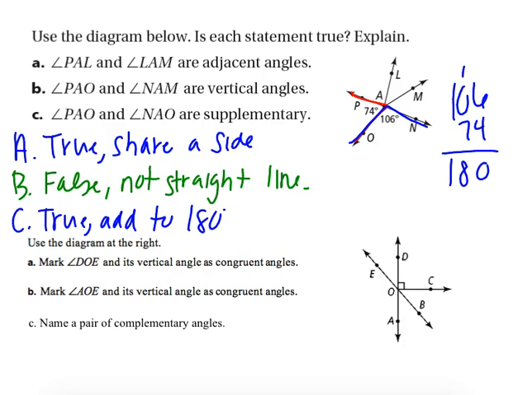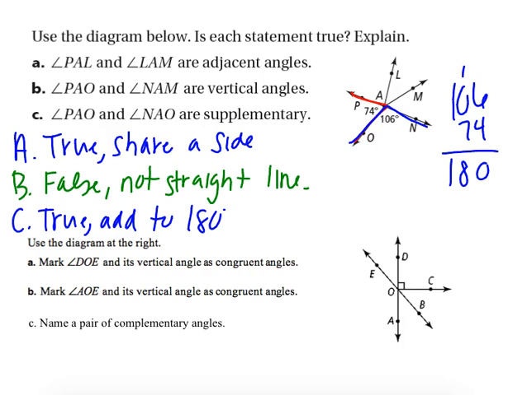Mark the diagram for each case. So I'm going to mark it and I'm going to erase for the next case, okay? So you keep yours marked and don't erase for each one, all right? So mark DOE and its vertical angle as congruent. So DOE, so this angle right here, now its vertical angle. Remember, it's the opposite side of it, so like that. Now we're marking those guys as congruent. So you do that by putting, remember, a little arc mark. Those guys are congruent. Okay, I'm going to erase it now.